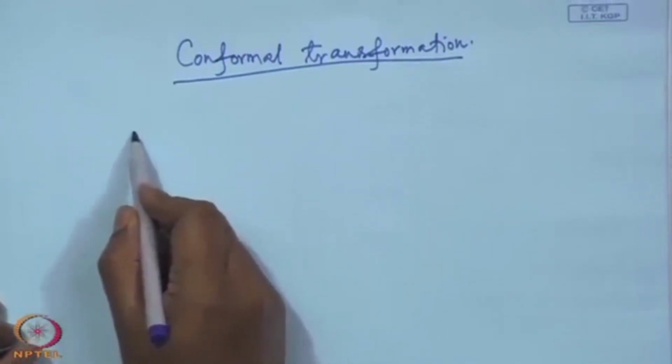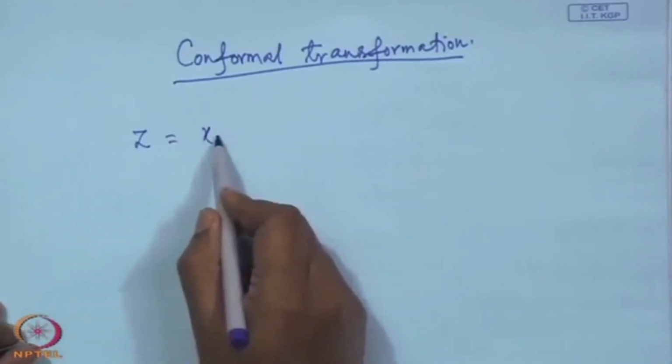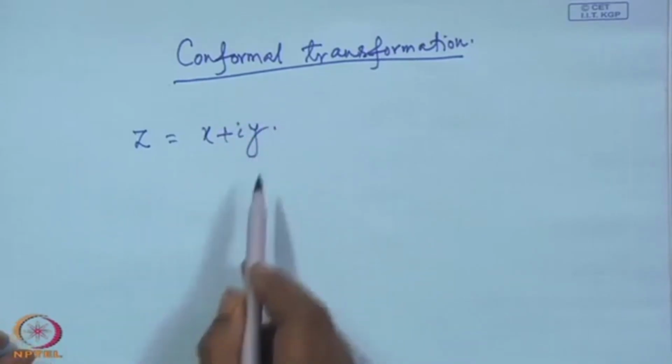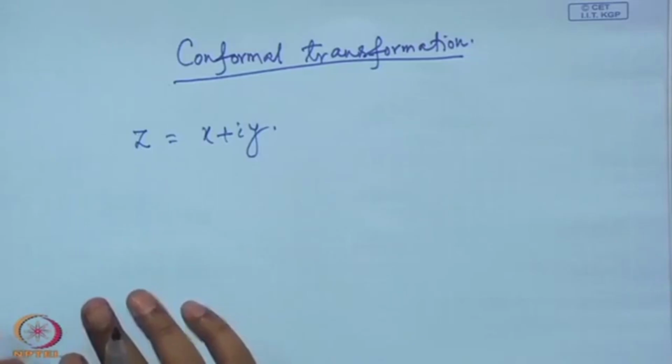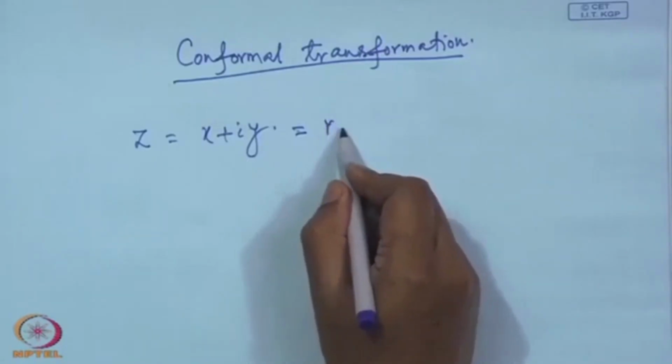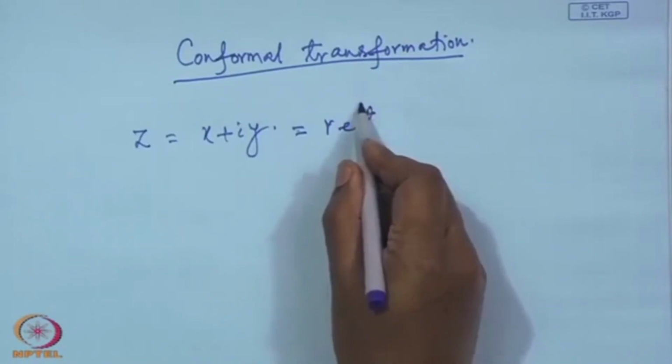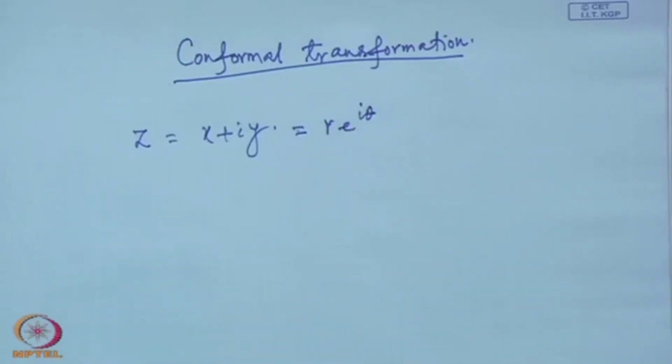A complex number is denoted by a real and imaginary part, usually written in this fashion. This i stands for imaginary, square root of minus 1. Sometimes j is also used for it, we will be using i anyway. This can also be written as r e to the power i theta, where r is square root of x square plus y square, that is the distance of the point or the magnitude of the number. If we say just a complex number, then r is the magnitude of the number and theta is its argument.